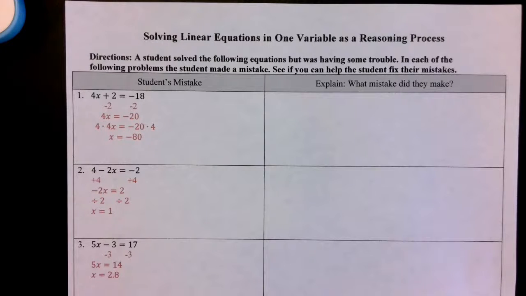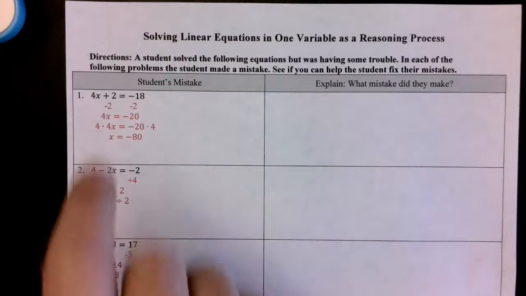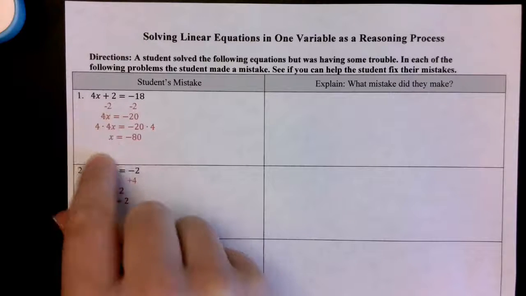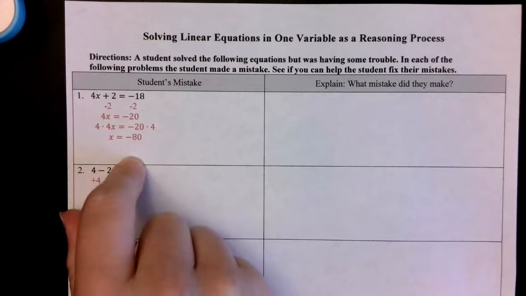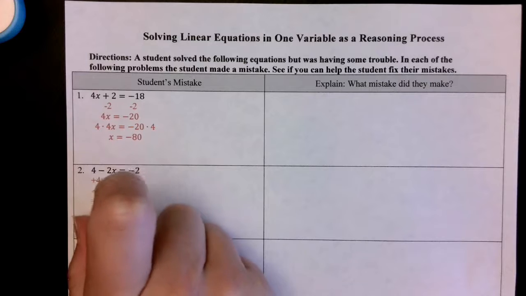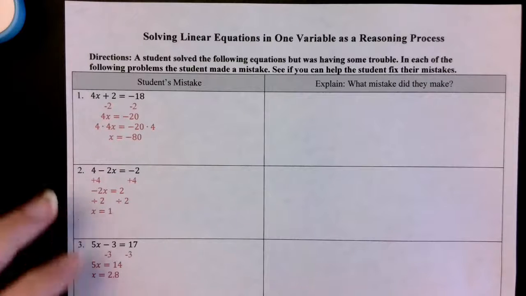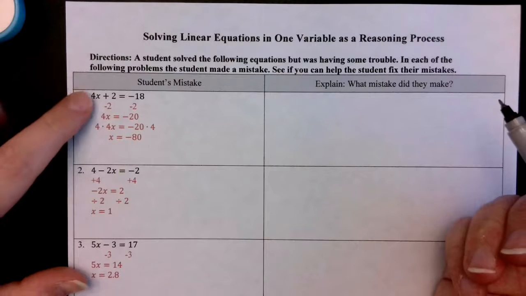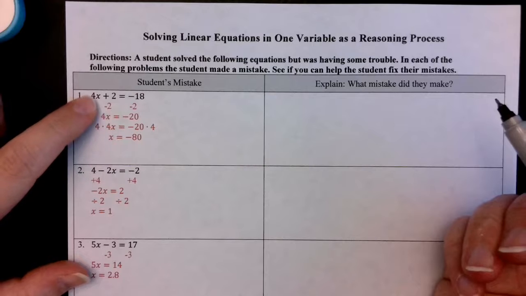All right, so the first one, the actual equation's in black. The student's work is in red. Go ahead and take a second and see if you can find the mistake. And then we're going to talk about the mistake they made. So you can pause it as I go through and then just unpause when you're ready to hear the answer.